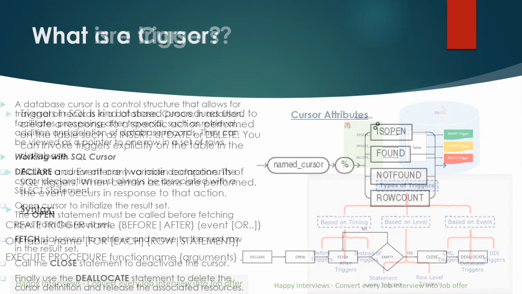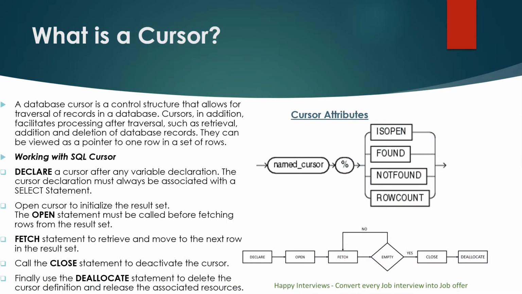Next question, what is a cursor? A database cursor is a control structure that allows for traversal of records in a database. Cursors, in addition, facilitate processing after traversal, such as retrieval, addition and deletion of database records. They can be viewed as a pointer to one row in a set of rows.